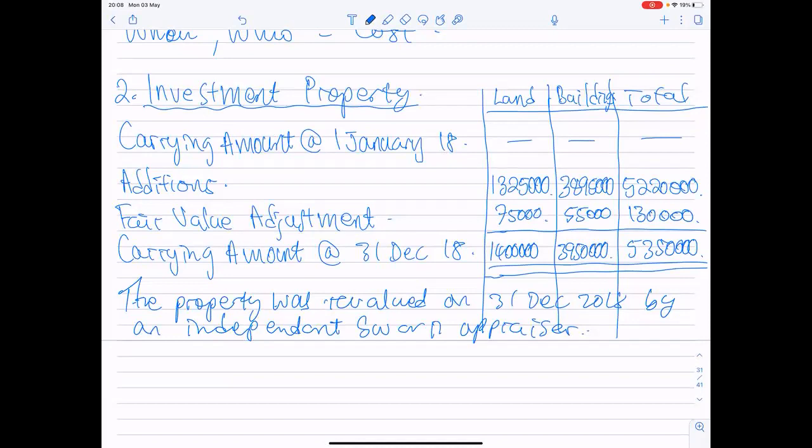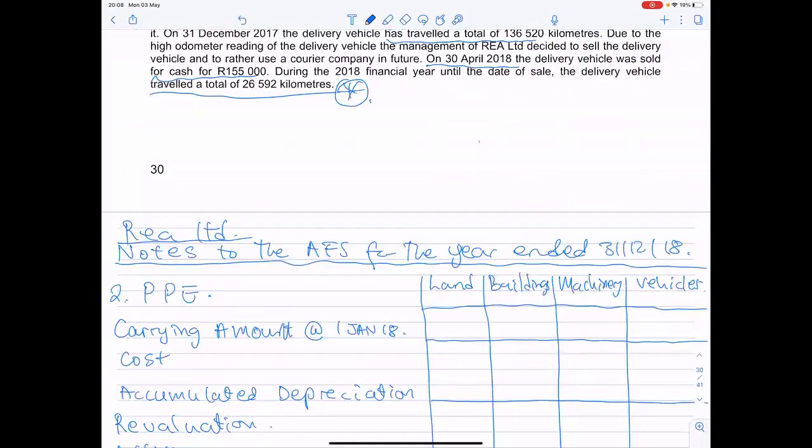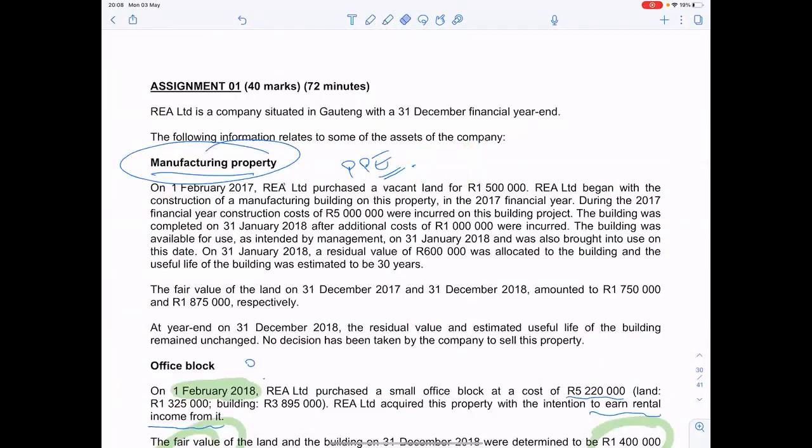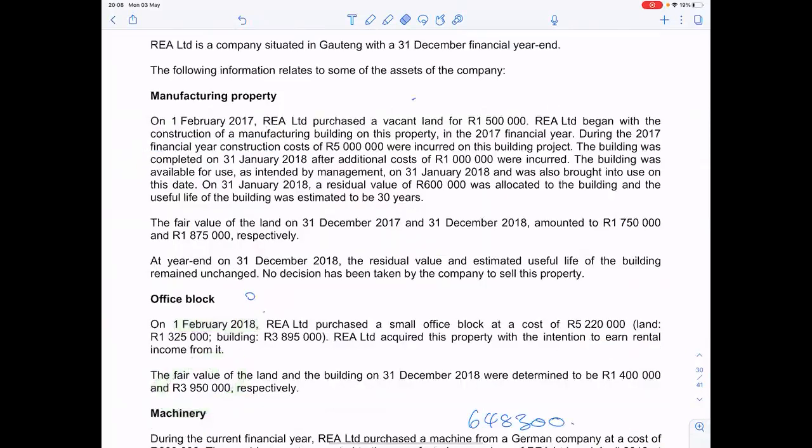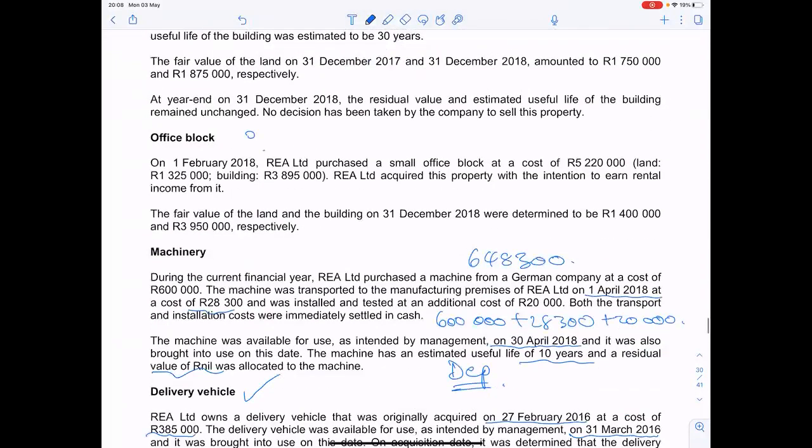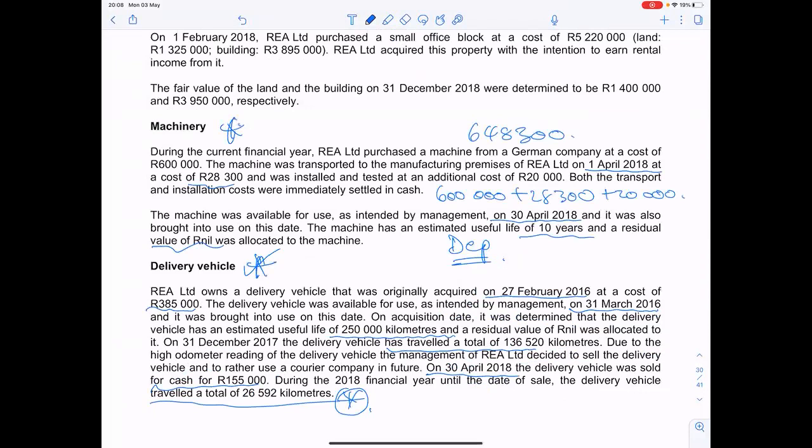Any questions, additions, or subtractions on investment property? Nothing. Now we go to PPE. Now PPE has got three items. There is the manufacturing property, where there is land and the buildings. There is the delivery vehicle, and also there is machinery. So you choose which one is easier for you. Let's start with the machinery.